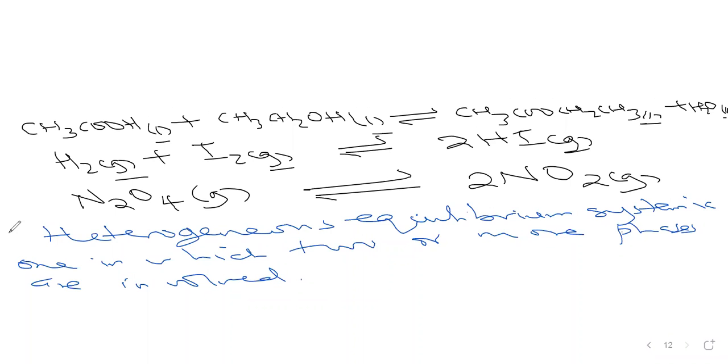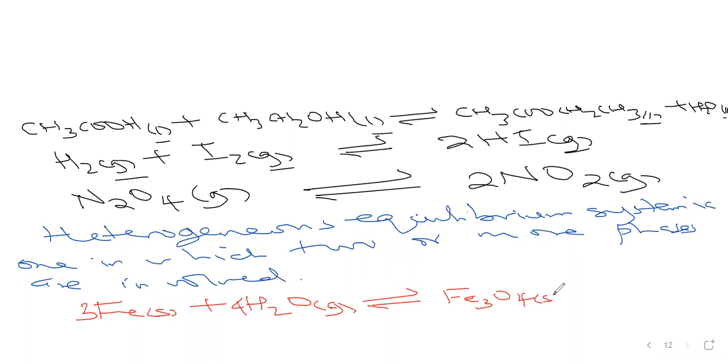Let's look at one. We've already looked at some of them previously. We looked at the reaction between iron, heated iron, and steam to form triiron tetraoxide. Hydrogen is a gas, triiron tetraoxide is a solid, water is a gas, in this case, iron is a solid. That is a heterogeneous equilibrium system.